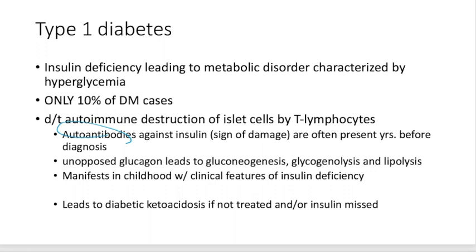It does manifest usually in childhood. However, you can get type 1 diabetes in adulthood, and it all depends on this autoimmune destruction and what we still do not know causes autoimmune disease processes to start. If not treated correctly, it can lead to diabetic ketoacidosis. Also, if insulin is missed or stress and infection happen, that can also lead to diabetic ketoacidosis.